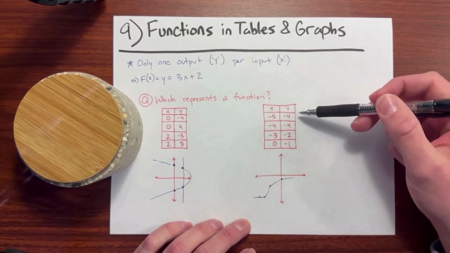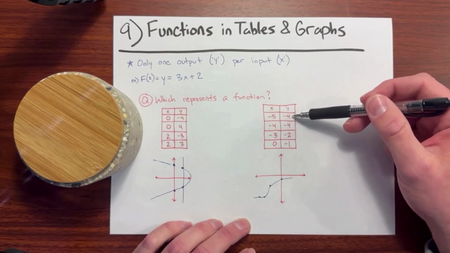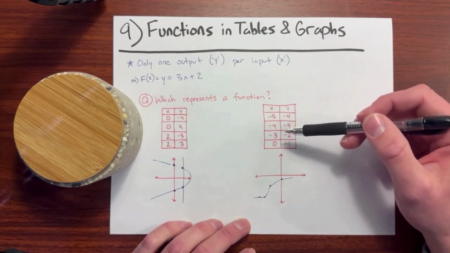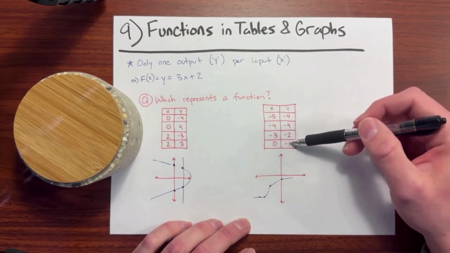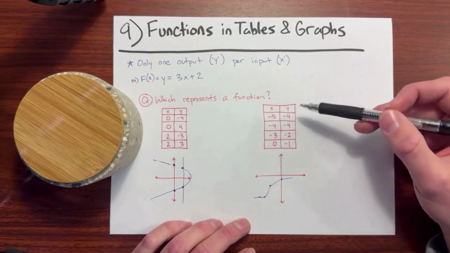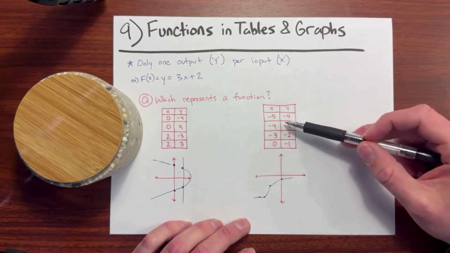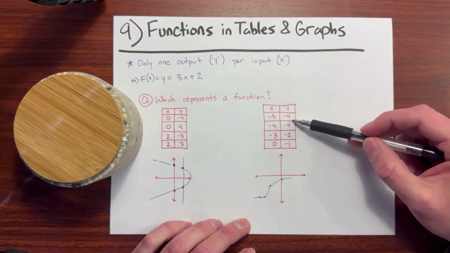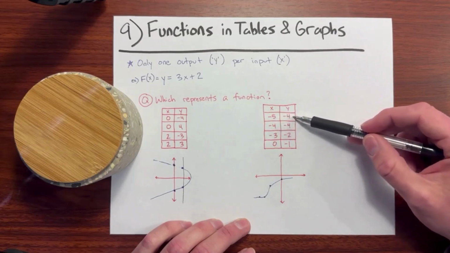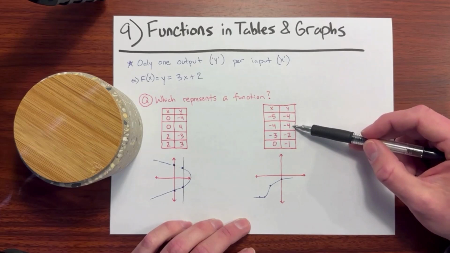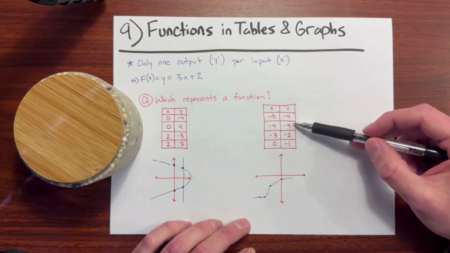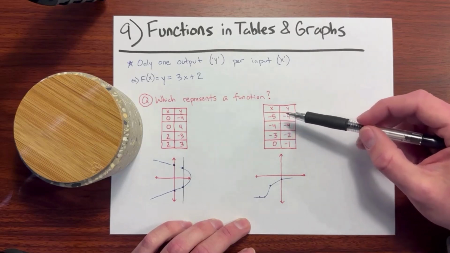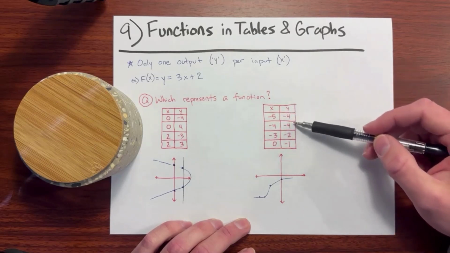On the other hand, this table has the points (-5, -4), (-4, -4), (-3, -2), and (0, -1). It doesn't matter if you get the same output for different inputs. As you can see in this case, when putting in -5 or -4, the resulting y is -4 for both, but that does not make this function invalid. It's only when there are multiple outputs for a single input.